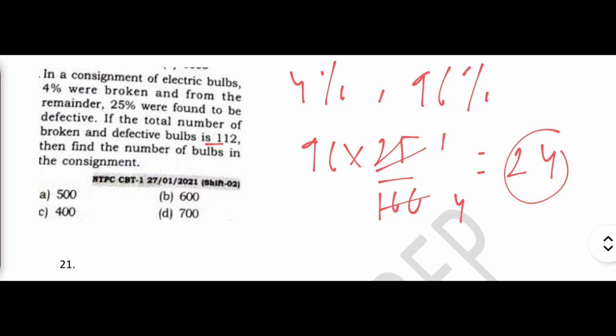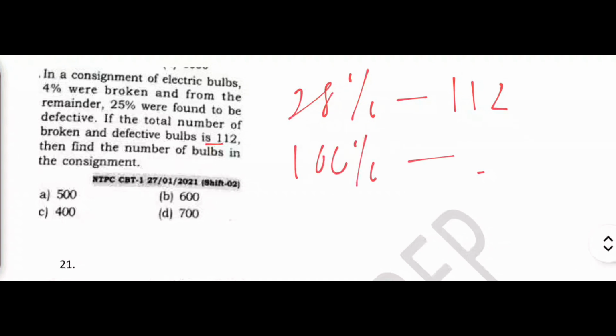So if the total number of broken and defective is 112, that means 24 plus 4 is 28. 28% equals 112. Then find the number of bulbs in the consignment, that is 100%. 28 ones are 28, 4 ones are 4, so 28% is 112. So 1% is 4, then 100% is nothing but 400. Simple.